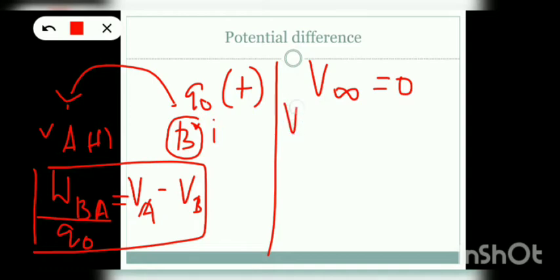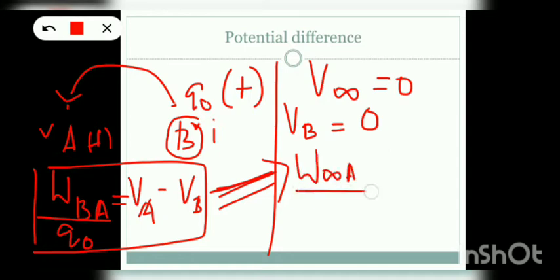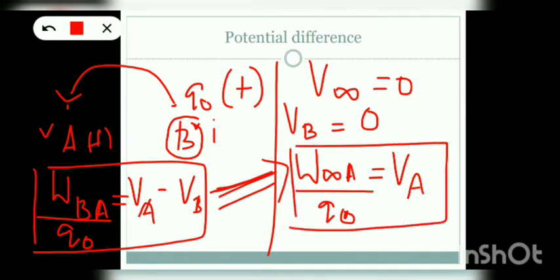So what will be the potential at the point B? Yes, since point B is at infinity, potential at B will be 0. So this equation will change to this form: W infinity to A by unit charge or test charge is equal to VA minus VB. VB is 0. So the equation looks like this. And this equation helps us to define the potential at any single point. Now we can easily find out the potential at a single point.